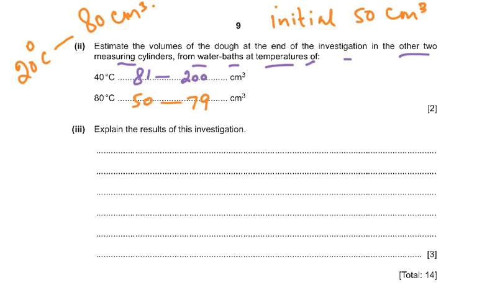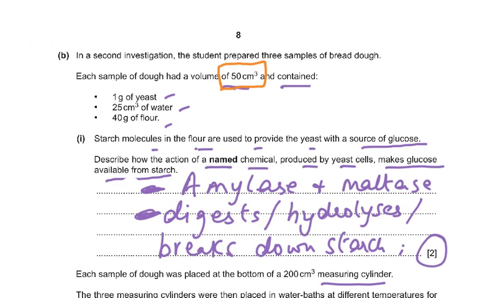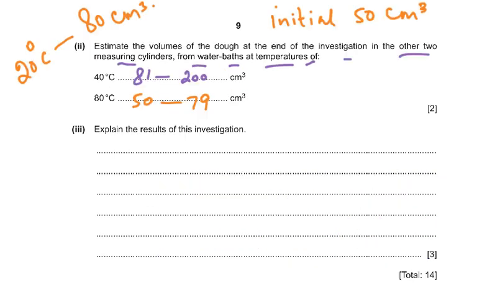To understand the question, everybody has to be clear when they read the question, they must make a measure. In the second investigation, the student prepared three samples. Each sample of dough had a volume of 50 cm cube and contained all this stuff. Now, at 20, the dough rose up to 80 cm cube. So, at 40, it will be anything between 81 and 200. It will go a little more than 80.